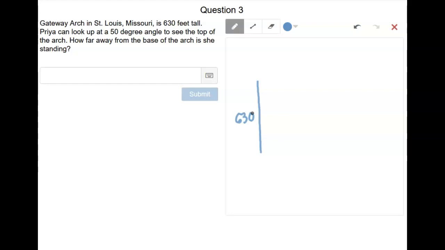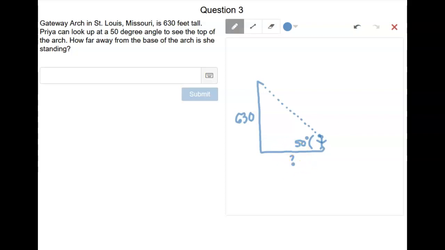Anyway, we got Priya standing over here. There's Priya. Hi guys. We are trying to find out how far away she is standing from the base of the arch. When she looks up, the angle that she makes is a 50-degree angle. So we have to figure out how far away she is standing from this.